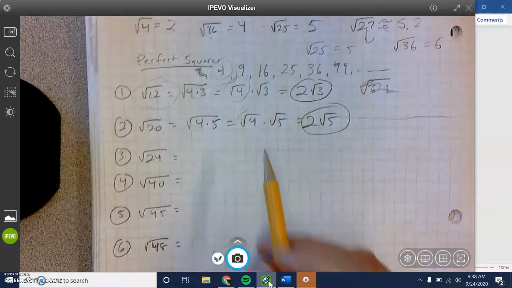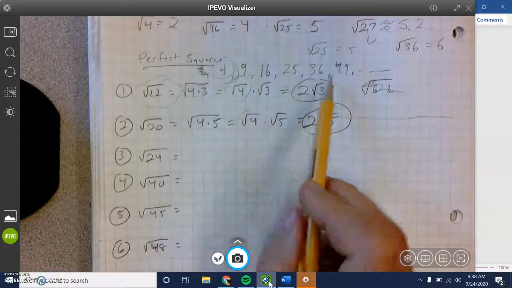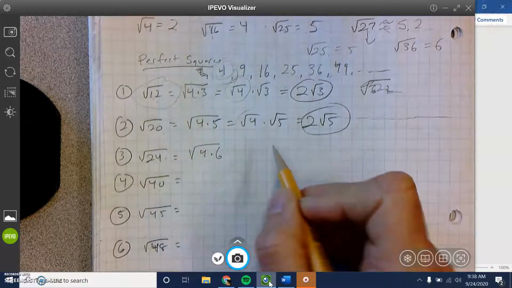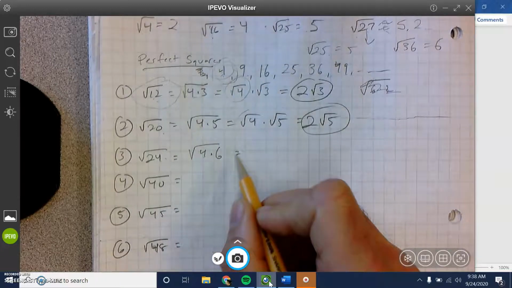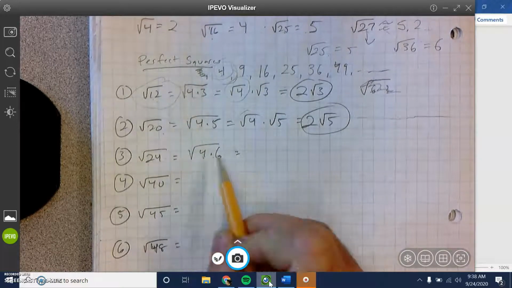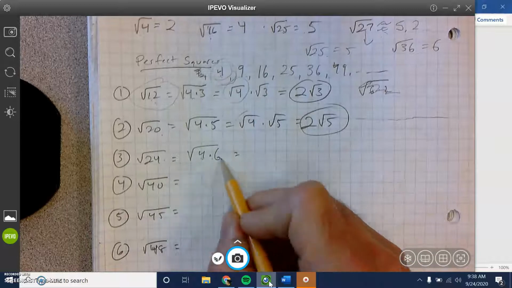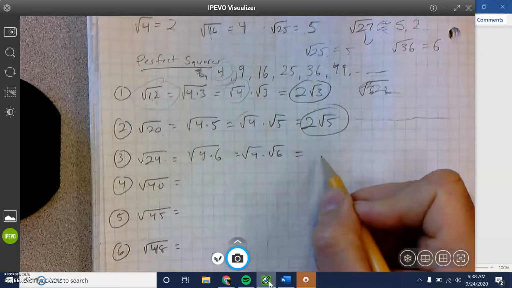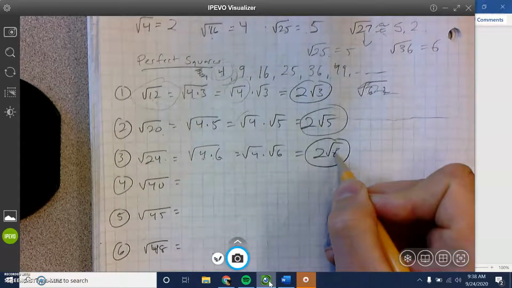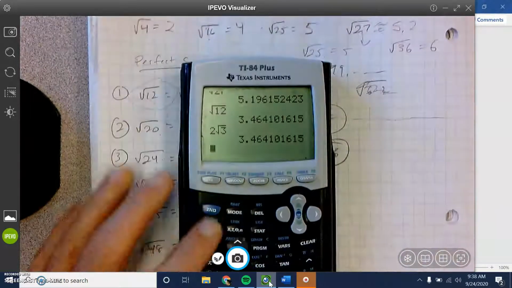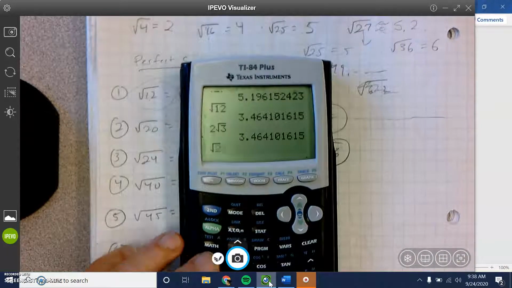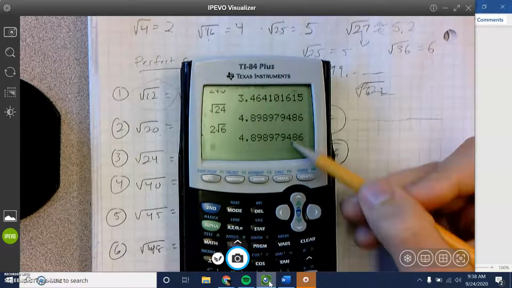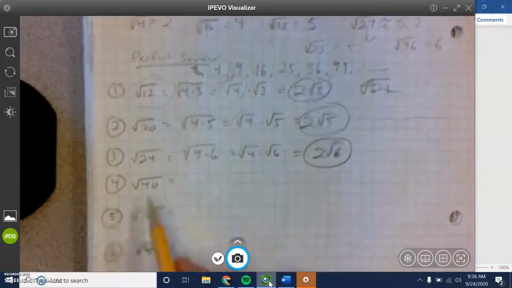All right, next, number 3. Which of these goes into 24? Yeah, 4. 4 times 6. That's the perfect square that divides evenly. 8 times 3 is not going to work for this one. Or 12 times 2, no. So square root of 4 times square root of 6, which is 2 square root of 6. Don't believe me? Square root of 24, bam. 2 square root of 6, bam. Same thing. Yeah. Okay.